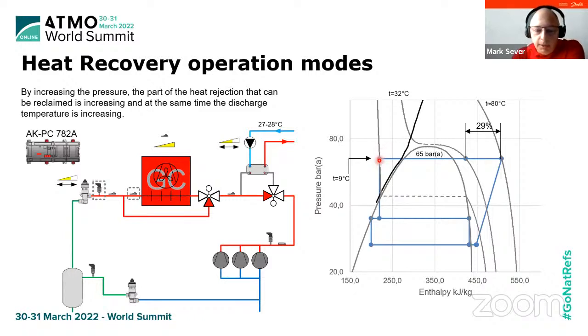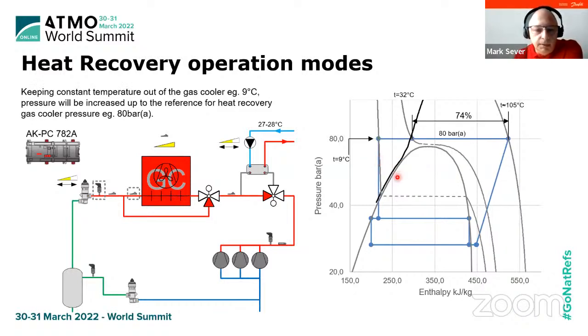If we imagine what will happen if we go further up, so we have now increased pressure in the gas cooler up to 80 bars, you can observe now that this area that we can recover is much bigger, simply because these lines for the constant temperature are going in that way, as you see here. This is the maximum you can get just by increasing your pressure in the gas cooler.